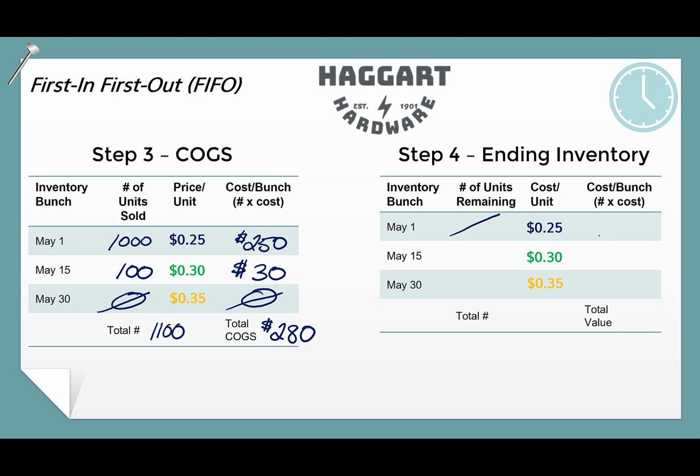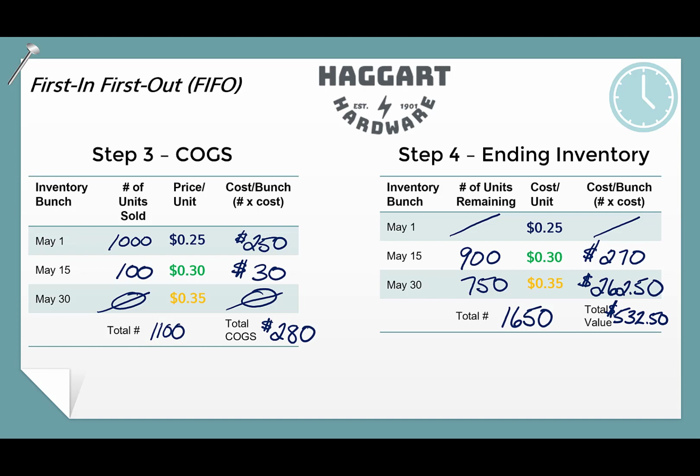We used up all 1,000 of those in our count, so we can't use any more of those. There are 900 nails left from the May 15th purchase, which gives us $270. And all 750 of the May 30th purchase are there. And so we have 1,650 nails left for a total of $532.50.